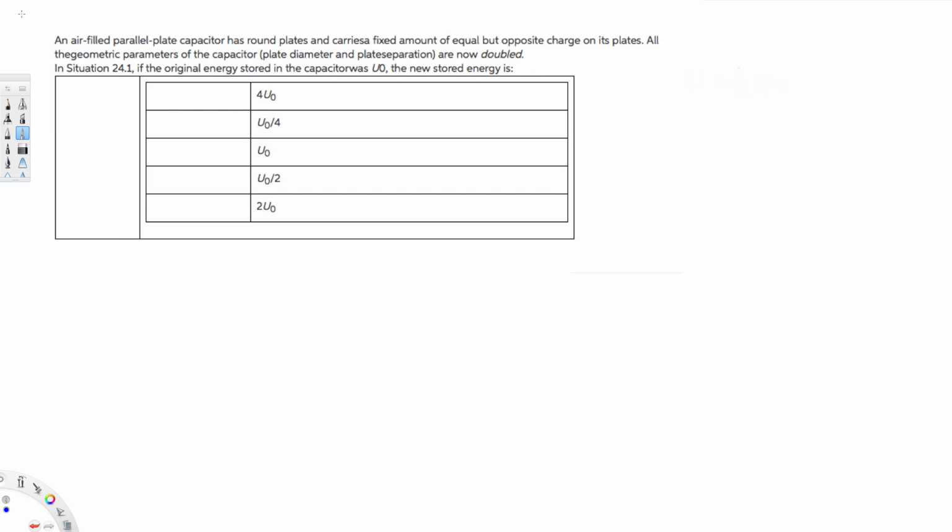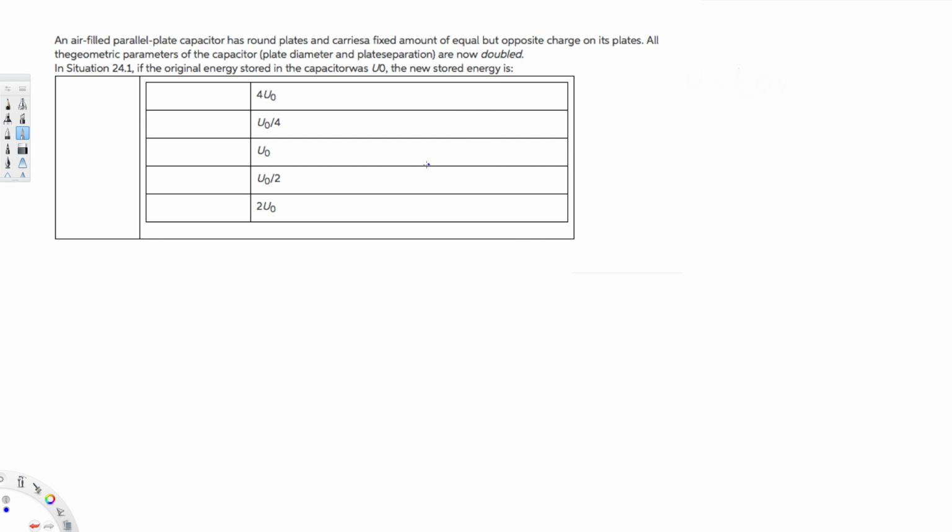Guys, let's do this problem right here. The question is asking: an air-filled parallel plate capacitor has round plates and carries a fixed amount of equal but opposite charge on its plates. All the geometric parameters of the capacitor are now doubled. So they are saying the plate diameter and the plate separation are doubled. If the original energy stored in the capacitor was U0, the new stored energy is what?